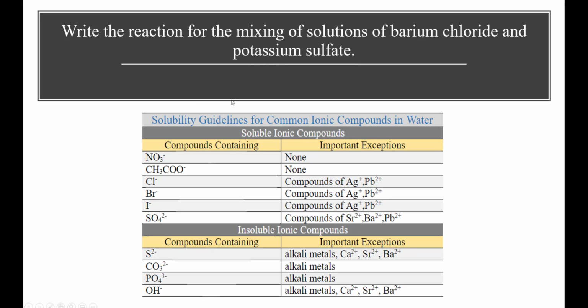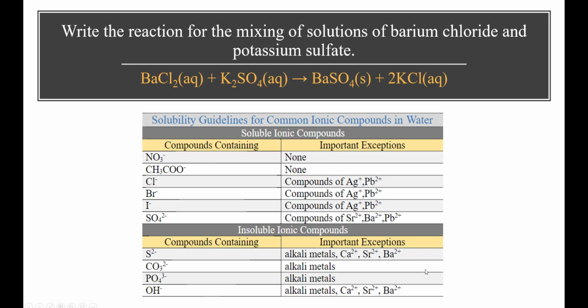So what is the precipitate, if any, that forms? Well, certainly it's not going to be potassium chloride. Potassium's the alkali metal, but barium with sulfate, that does precipitate. Sulfate generally does not precipitate. It's up here in the top half, but notice barium is an exception, and therefore it will form the precipitate.